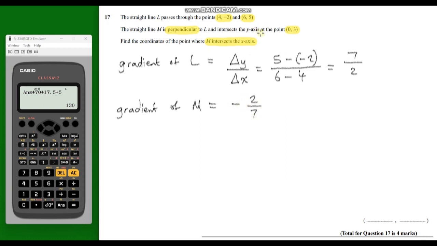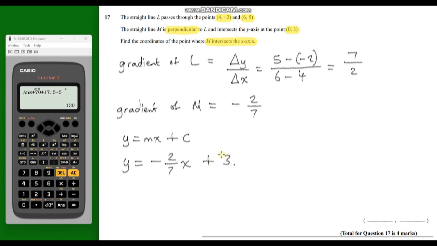And now we're given one of the points of M, because it says it intersects the y-axis at the point 0, 3. So we can write down the equation of this line now. So the general equation of a line is y equals mx plus c, where m is the gradient and c is the y-intercept. But we know both of these values. We know what the gradient is, and we also know what the y-intercept is. So the equation of M is going to be y is equal to negative 2/7 x plus 3, because our y-intercept is 3.